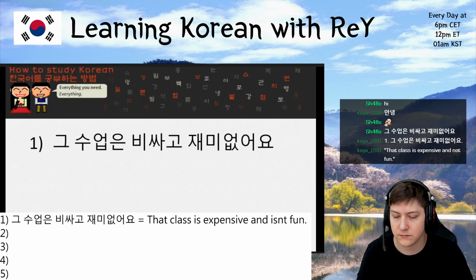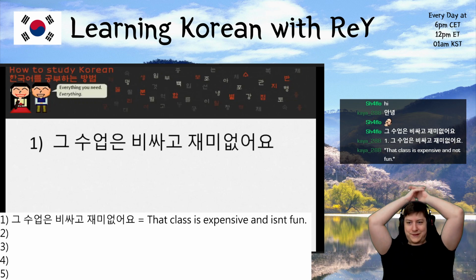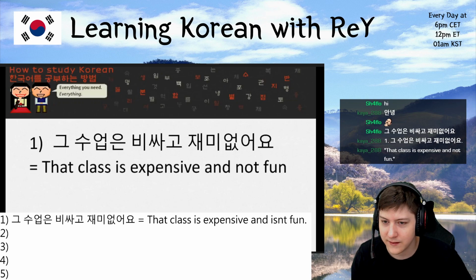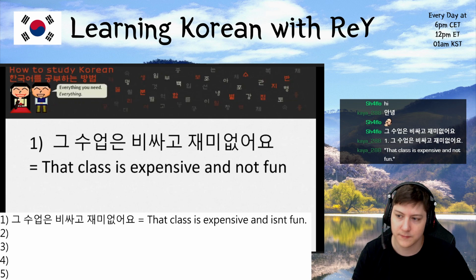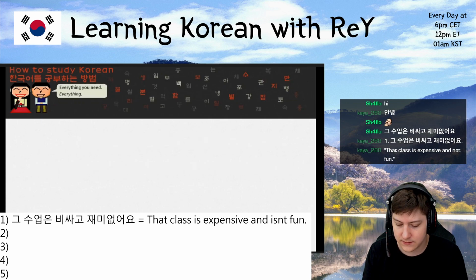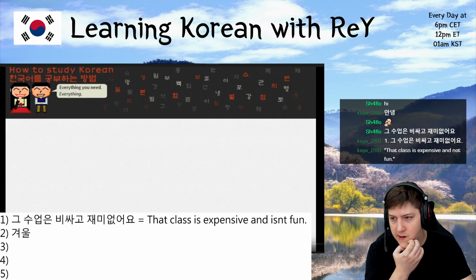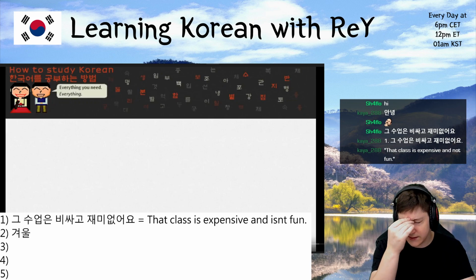그 수업은, okay, first the 비싸고 solution, of course. 재미없어요. And this sentence translates to, that class is expensive and not fun. The next sentence we would like you to try is, 겨울 날씨는 춥고 여름 날씨는 따뜻해요.